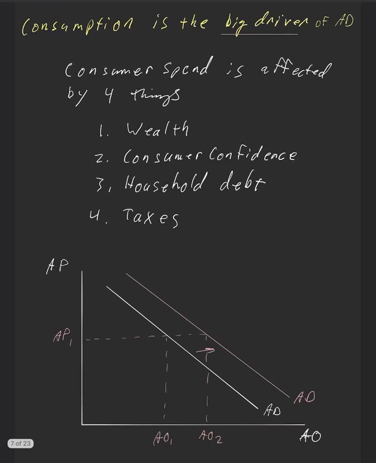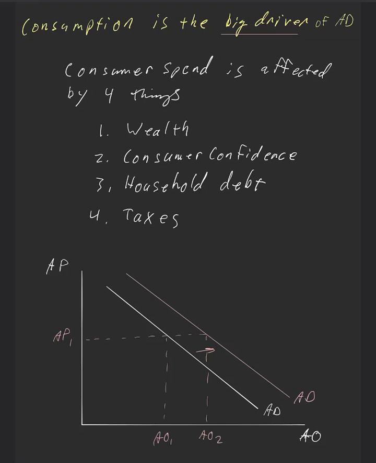But consumption is the big driver of aggregate demand. And so we actually want to think about what determines consumer spending. Consumer spending is affected by four things: wealth, consumer confidence, household debt, and taxes. All of this should look familiar. The Keynesian model informed this part of aggregate demand.